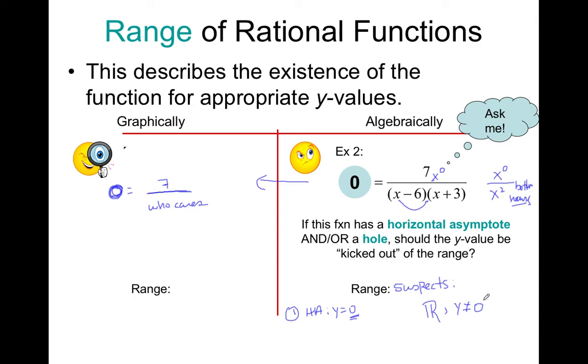If you don't believe me, graph it. I had my suspect, y equals 0. The suspect was convicted, so kicked out of the range. Doesn't get to come to the range party. What about this next example?